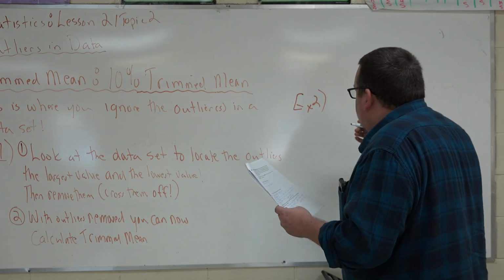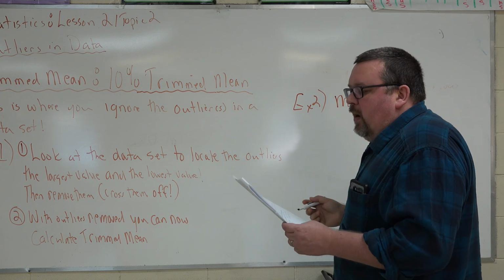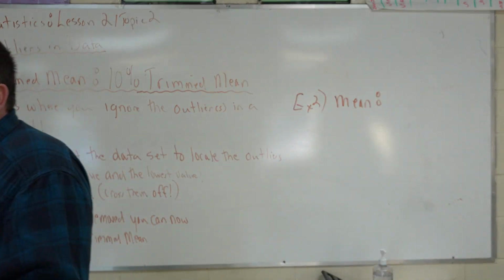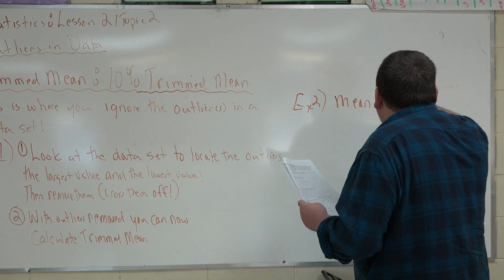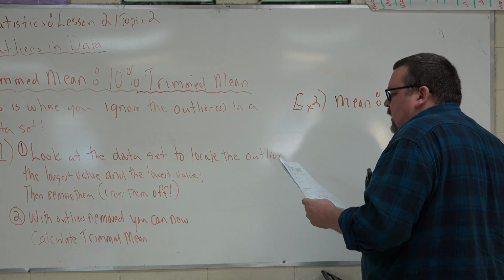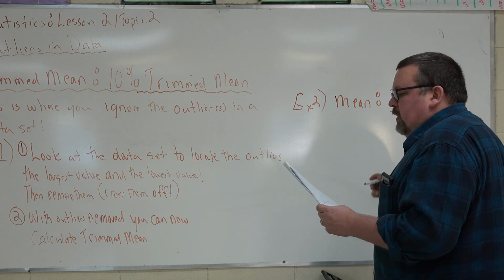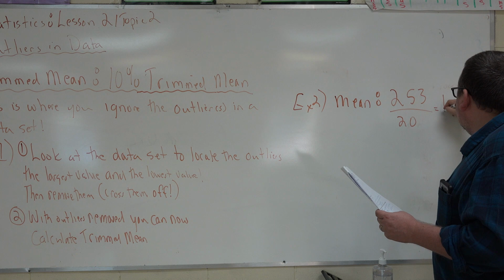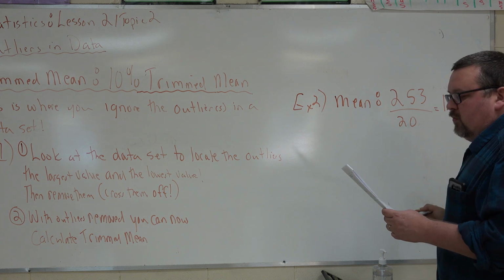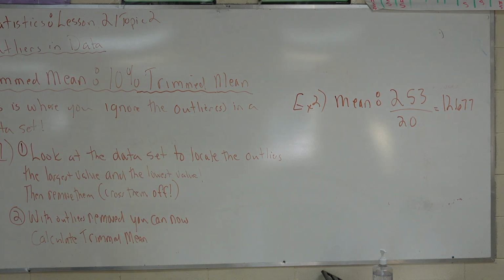Now, that's just using your regular mean. You add up all the numbers that you see there. And it ends up becoming that if you add them all up, you're going to get 253. You're then going to divide by the total pieces of data there, which would be 20. And that would give you 12.677 seconds. Or, if you want to round it up, 12.7 seconds.